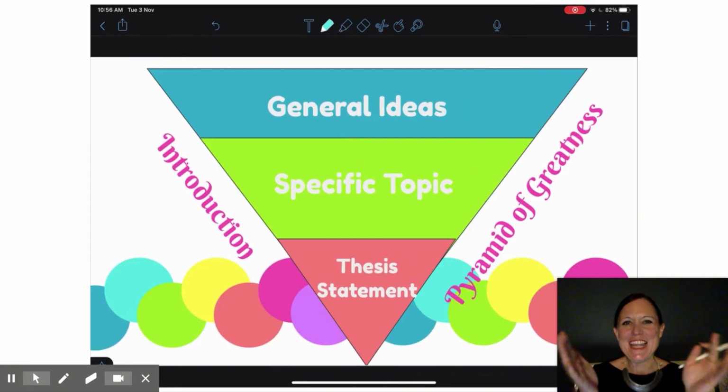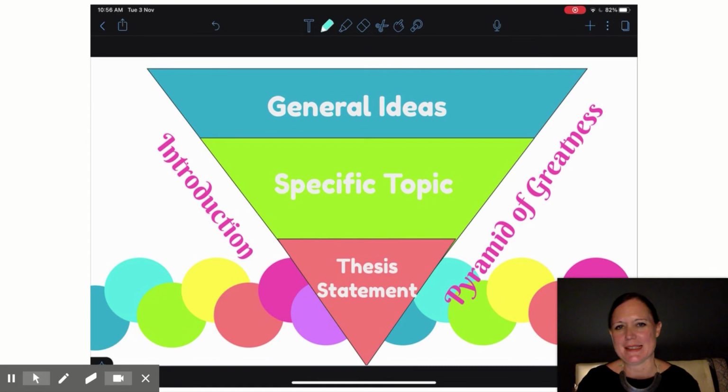So when I think about an introduction, I think about this upside down pyramid. It should probably be like a pizza slice, but then I thought about how an essay was like a hamburger and then introductions like pizza. It gets a little bit too complicated with the food. So let's talk about an upside down pyramid.